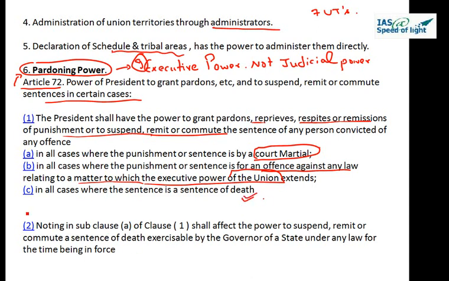Now it gives an explanation also. Nothing in sub-clause (a) of clause 1 shall affect the power to suspend, remit or commute a sentence of death exercisable by the Governor of a state. So the Governor of a state also has these powers, except the pardoning power for a death sentence, which we will see. The Governor of a state under any law for the time being in force.